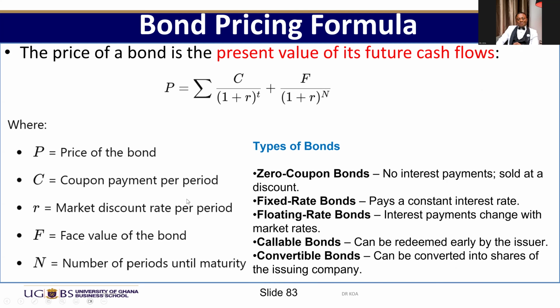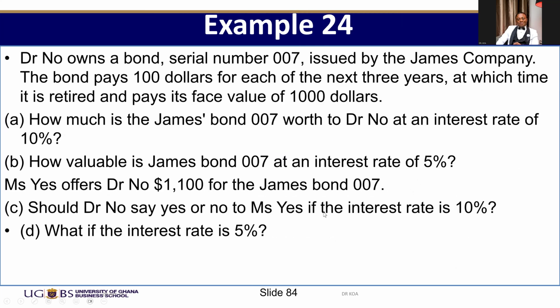Now, there are different types of bonds. The zero coupon bonds, which move you towards a sort of treasury bill, have no interest payment and are sold at a discount. You have the fixed rate bonds, which pay a constant interest rate. Floating bonds, where the interest rate changes with changes in the market. Have you heard of the mark-to-market thing that they brought? Then the callable bonds, which can be redeemed earlier by the issuer. Then the convertible bonds, which can be converted into shares of the issuing company.